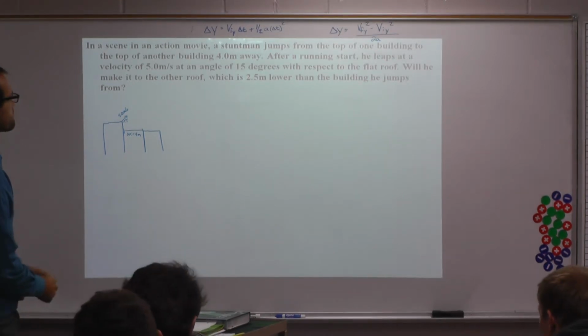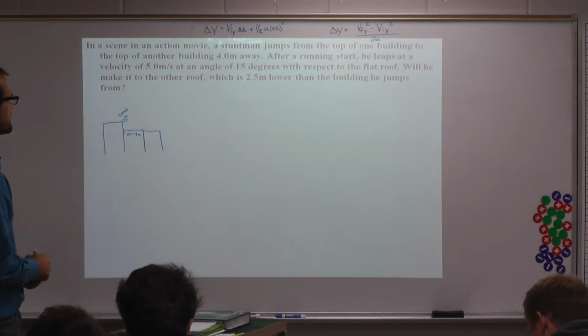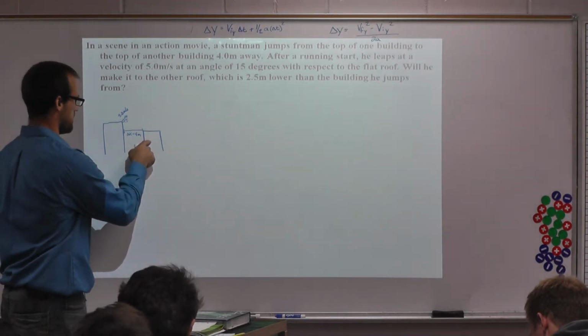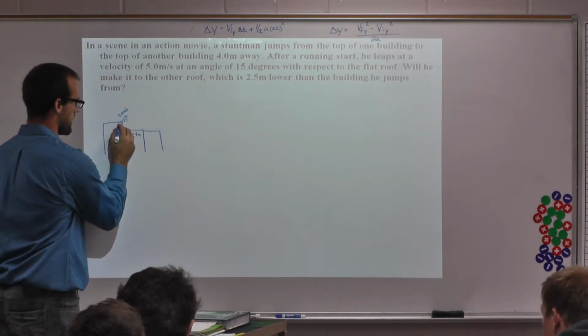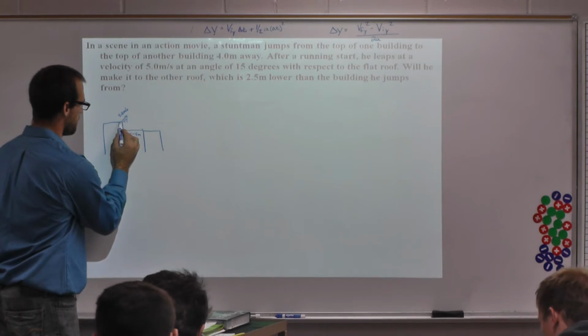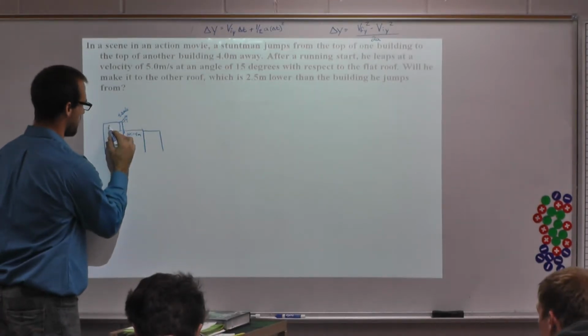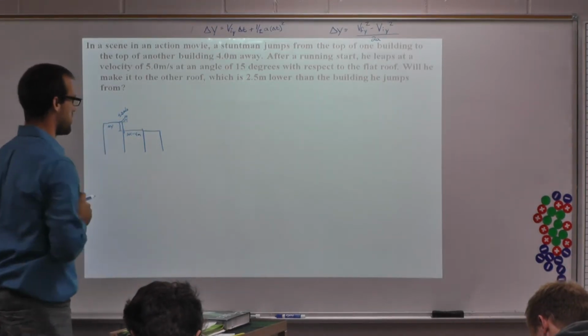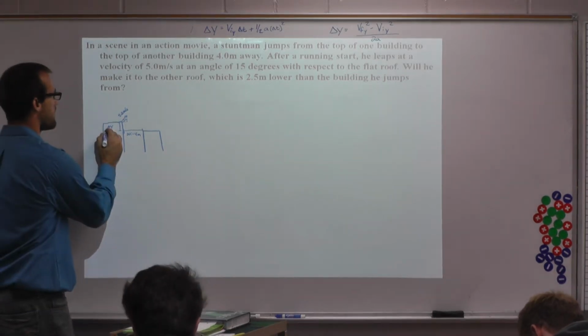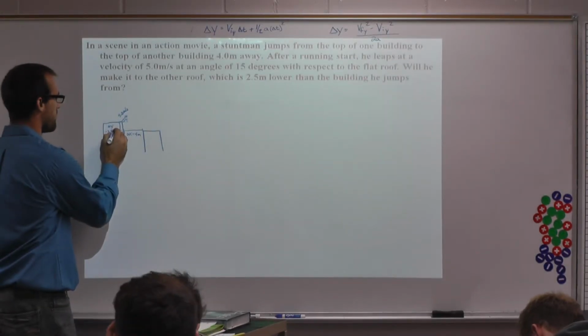Then it tells us something, that this roof is a certain amount lower, 2.5 meters. So from here to there would be my change in y. Now notice, positive or negative? Negative. So negative 2.5 meters.